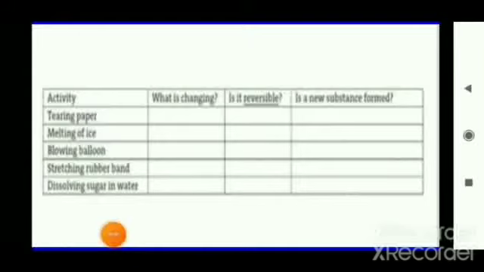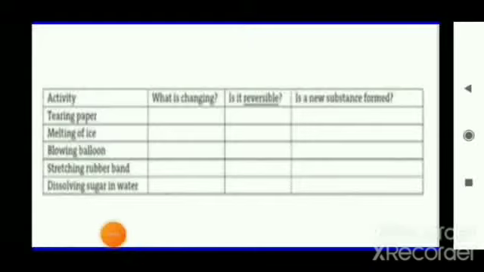Dissolving sugar in water is a reversible process because on evaporating the water by heating, sugar crystals are left behind, right? We can collect them and use them in other things. That's why it is a reversible process. Clear? Now, is a new substance formed? No, no new substance is formed. Clear? Activity clear?